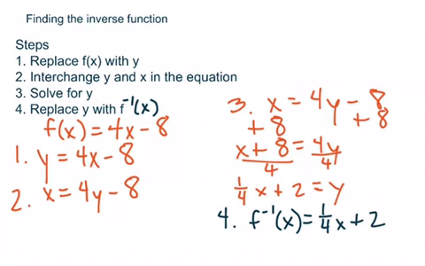So really it looks like it's in slope-intercept form. It's just that the difference is instead of having a y here, we have this f of negative 1x, indicating that we have the inverse function, the inverse of the original. So the inverse function of this original function would be 1/4 x plus 2.